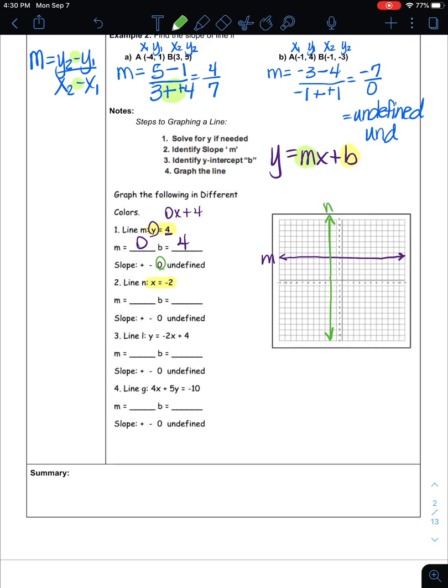Okay, it has a slope that is undefined, and it doesn't have a y-intercept. It never crosses the y-axis, so it doesn't have a y-intercept. So it has an undefined slope.